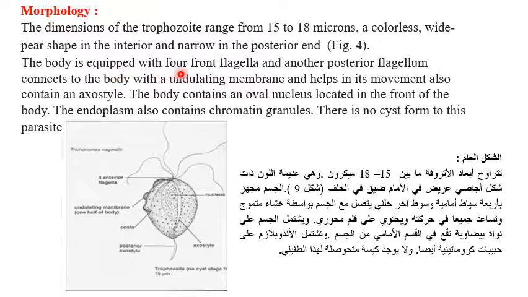The body is equipped with 4 front flagella, 1, 2, 3, 4 flagella, and another posterior flagellum that connects to the body with an undulating membrane. This is the undulating membrane. It helps in its movement, and it also contains an axostyle. The body contains an oval nucleus located in the front of the body. The endoplasm also contains chromatin granules.